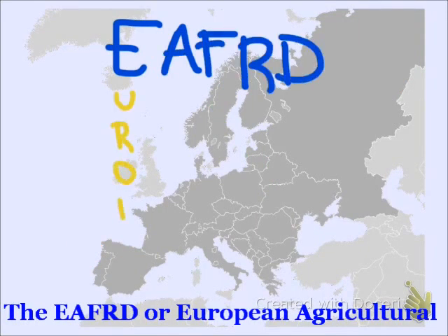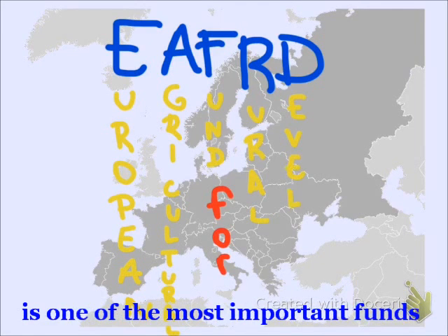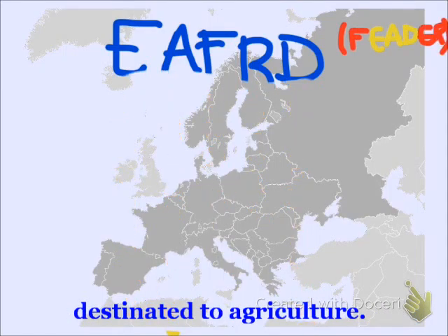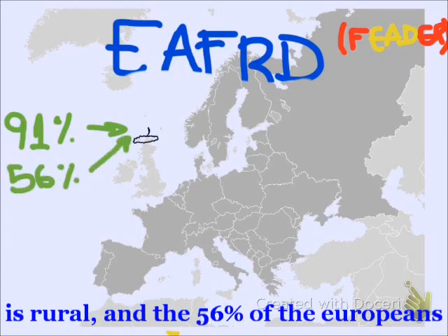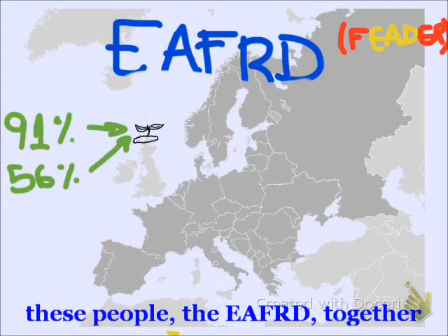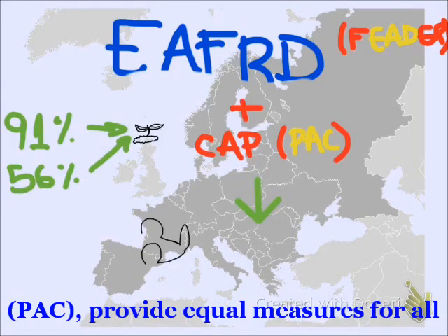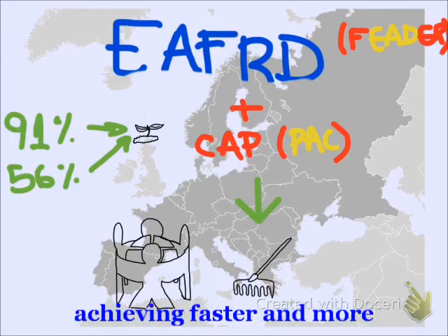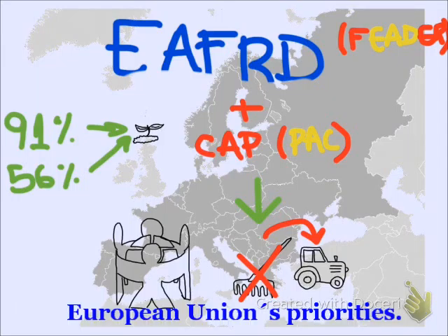The EAFRD, or European Agricultural Fund for Regional Development, FEDER in Spanish, is one of the most important funds destined to agriculture. 91% of the European territory is rural, and 56% of the Europeans work in these areas. In order to help these people, the EAFRD, together with the Common Agricultural Policy, PAC, provide equal measures for all the European farmers, as well as technological development for achieving faster and more comfortable jobs. This is one of the European Union's priorities.